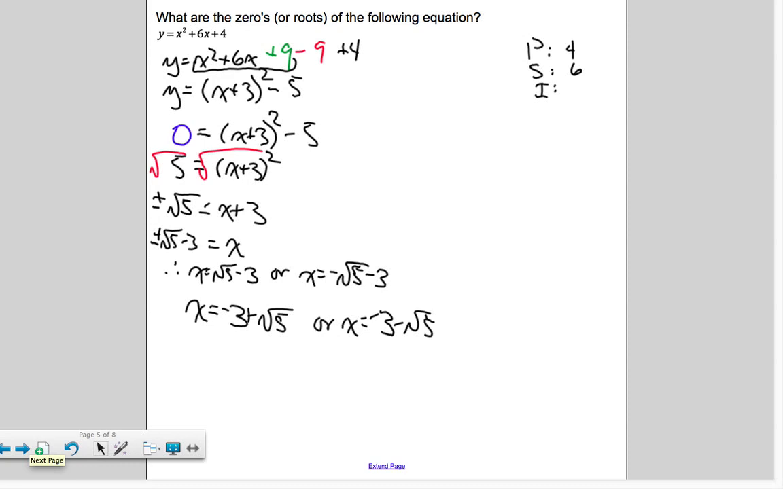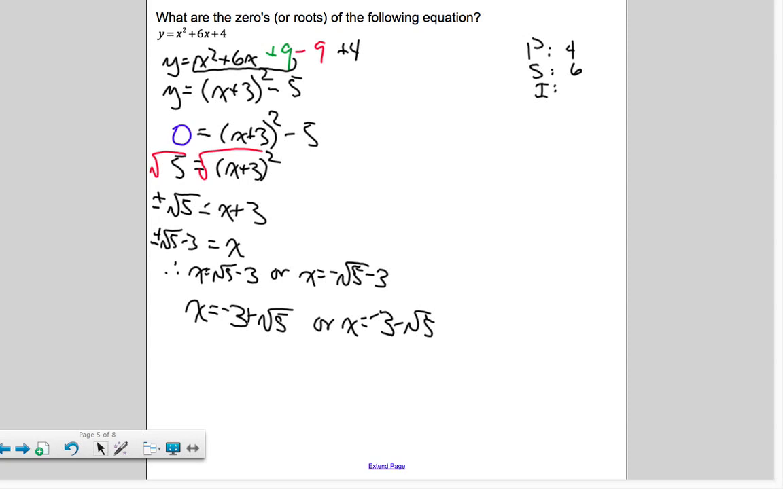Almost treat your radical like a variable, right? So we want to stick it at the end. So negative 3 plus the square root of 5, or negative 3 minus the square root of 5. Those are our two answers. So you're going to need to get used to expressing your answers in what we call radical form.